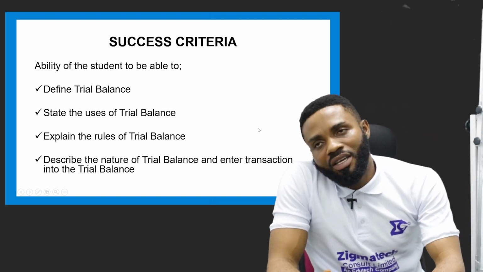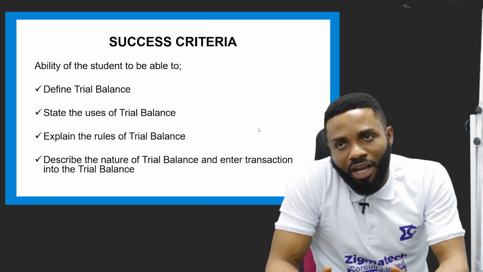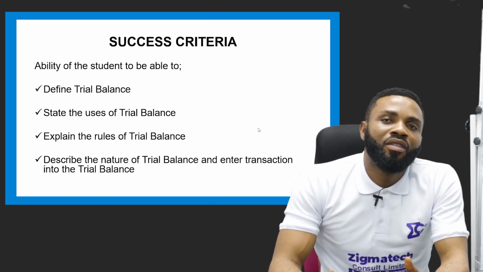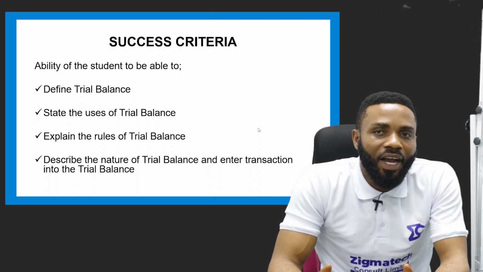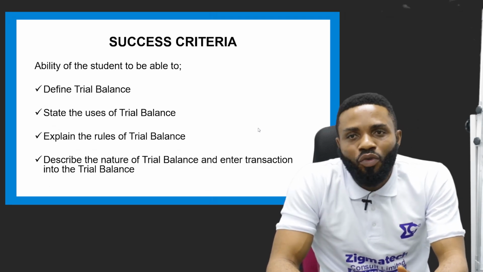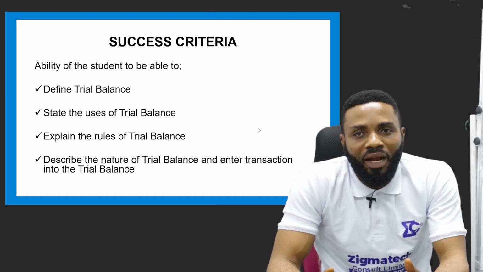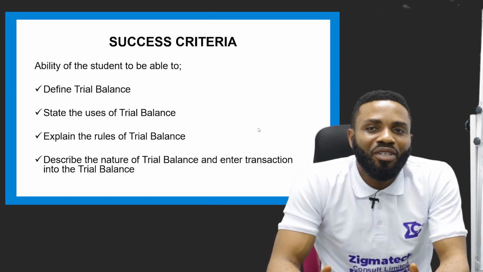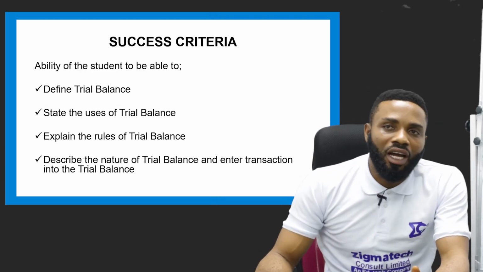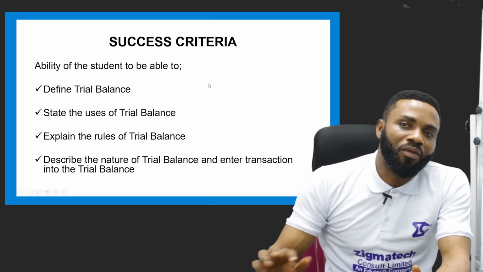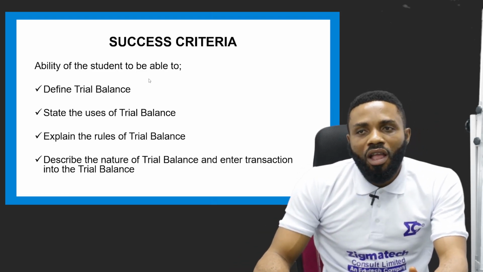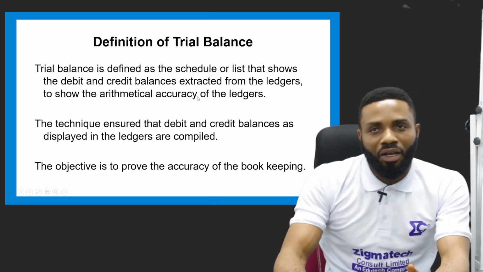Now, what will be our yardstick? How do we know that we've been able to achieve our objective? Number one, if at the end we are able to define trial balance, we're able to state the uses of trial balance, we're able to explain the rules of trial balance, and we're able to describe the nature of trial balance and enter transaction into the trial balance, then we can beat our chest and say we have achieved our objective. All right, let's look at what trial balance is all about.